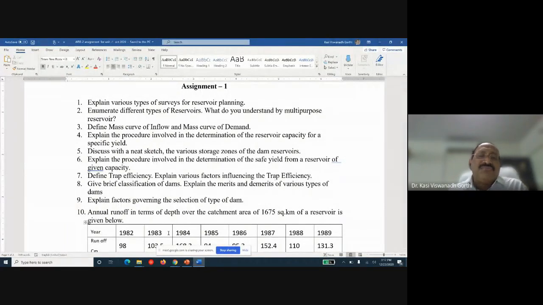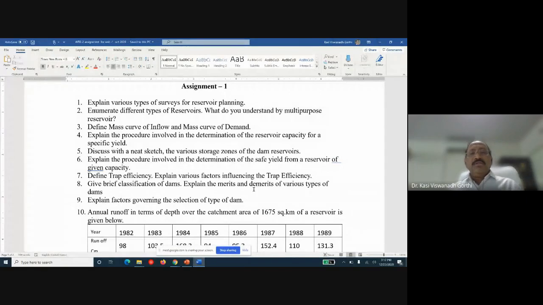Okay, a brief classification of dams. We define the dam and discuss the types of dams and the merits and demerits of various types of dams. You have seen several types of dams. Each dam has its own merit and its own demerit also. So choosing a specific type of dam involves a wider spectrum of study. What are the various factors that are governing it? All these things are required to be taken up.